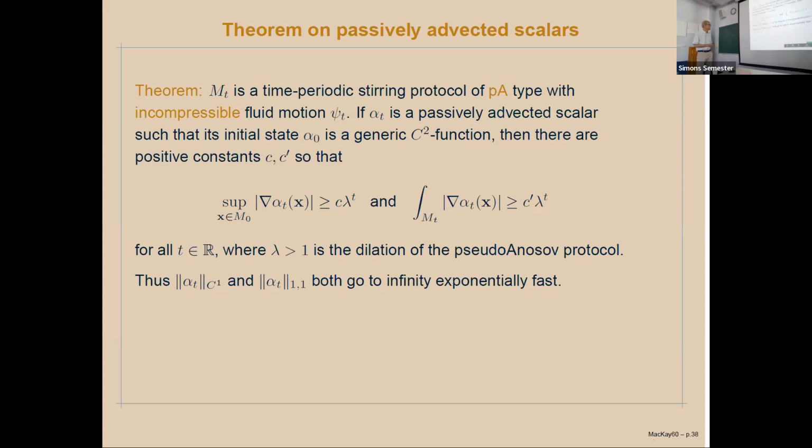And the exponential, you know exactly how fast it's growing, at least a lower bound, being the dilatation of the pseudo-Anosov map, which is the largest eigenvalue of some primitive Perron-Frobenius matrix. All right, so as I said here, you can think of these in a more fancy fashion: the C1 or the W1,1 topology go to infinity exponentially fast.